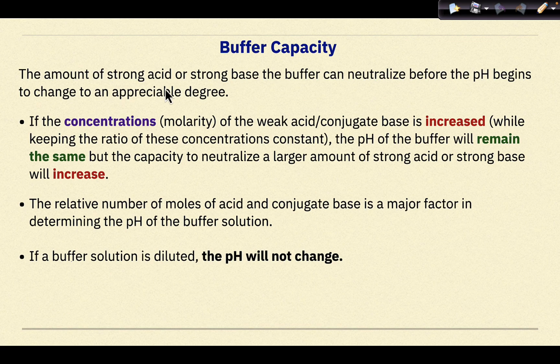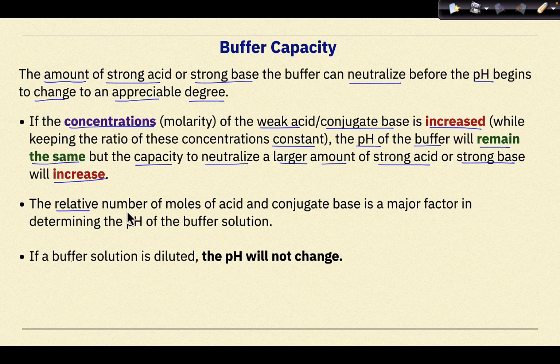Buffer capacity. Buffer capacity is defined as the amount of strong acid or strong base the buffer can neutralize before the pH begins to change to an appreciable degree. If the concentrations of the weak acid and conjugate base are increased while keeping the ratio of these concentrations constant, the pH of the buffer will remain the same, but the capacity to neutralize a larger amount of strong acid or strong base will increase.